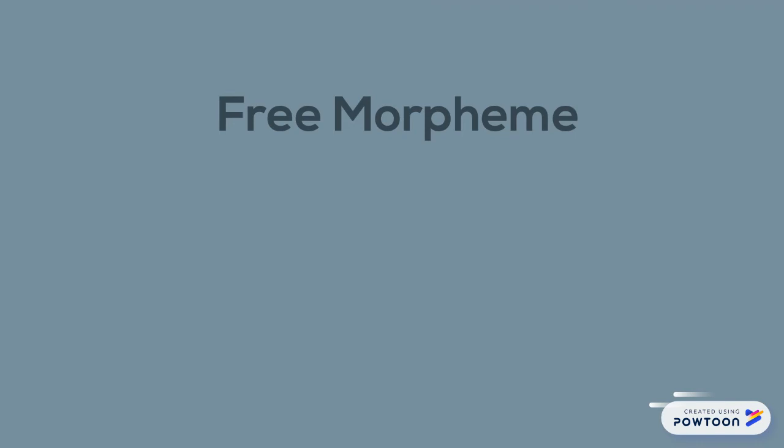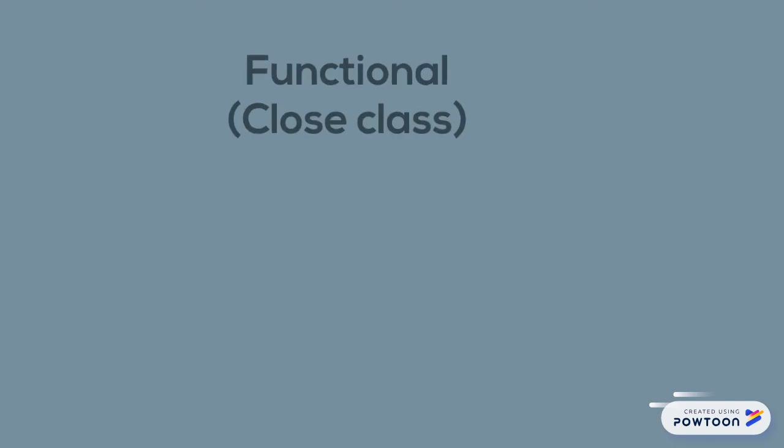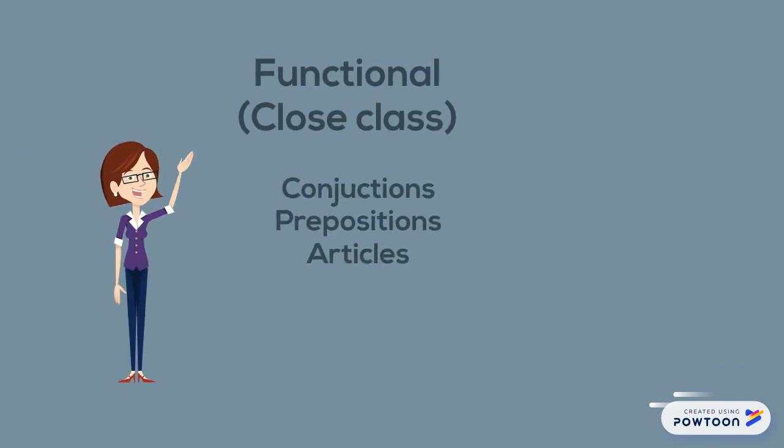There are two types of morphemes: free morpheme, which is the root, and in this one we can find lexical, which are verbs, adjectives, and nouns. These are considered open class because we can add more to language. In these, we also have functional morphemes, which are the function words like conjunctions, prepositions, and articles. These are considered to be closed class because we cannot add more of these to language.